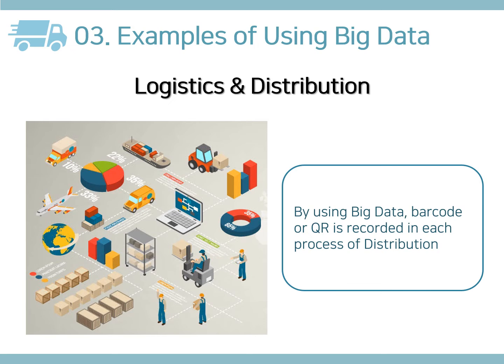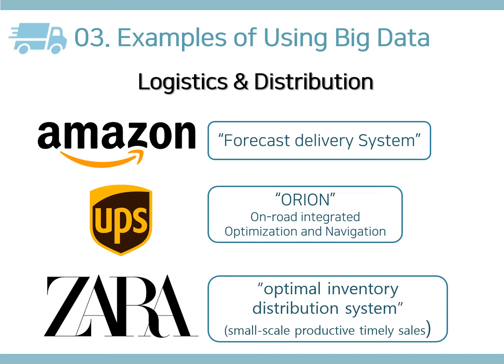Currently, the logistics industry is evolving smartly due to big data. In detail, the goods are received by a delivery company, moved to the distribution center, and shipped across multiple routes. Information such as who delivers to whom, weight, barcode or QR code recorded in each progress, and GPS tracked path will continue to accumulate as data. Amazon's forecast delivery system, UPS's on-road integrated optimization and navigation, and Zara's optimal inventory distribution system are 3 well-known examples of companies using big data in logistics.